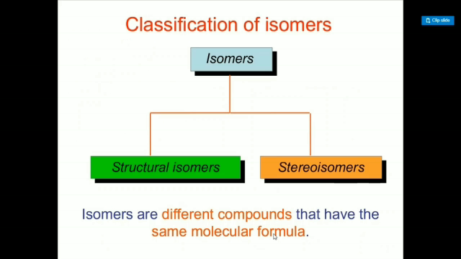Now students, another one of the best topic for examination point of view, as well as to know the organic compounds, is isomers. Isomers means what? Different compounds that have the same molecular formula but different structural formula. It is 2 types: structural isomers and stereoisomers.